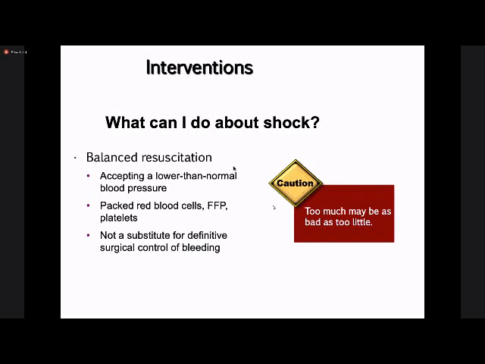And I have already touched upon the topic of balanced transfusion. That is, you transfuse from the beginning not only blood, but FFP and platelets as well. And in a patient you suspect has lost a large volume of blood, you would activate what you call a massive transfusion protocol. The moment you activate it, you always give blood, platelets, and FFP together, never blood alone. Again, I need to highlight, none of these are substitutes for control of bleeding.